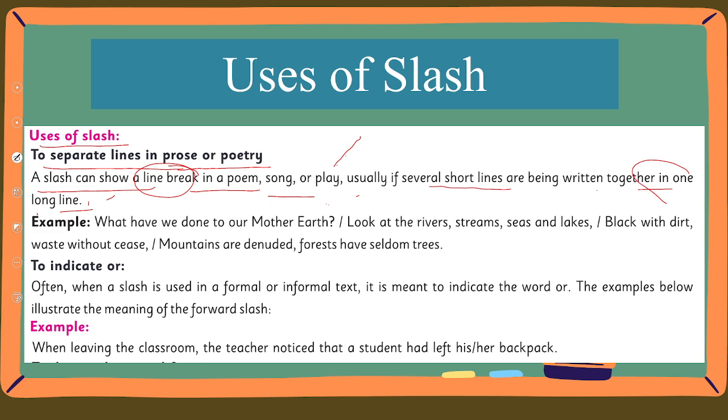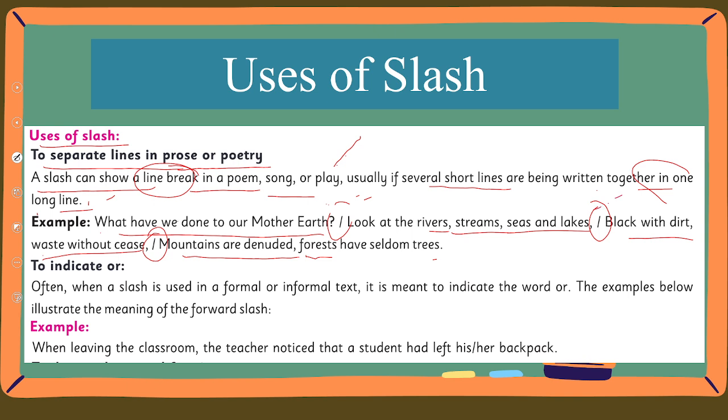For example, what have we done to our Mother Earth? Look at the rivers, streams, seas, and lakes. Black with dirt, waste without seas. Mountains are denuded, forests have seldom trees. So this is a poem which we have read, but when we are structuring it like this, we are using the slash for the line breaks.